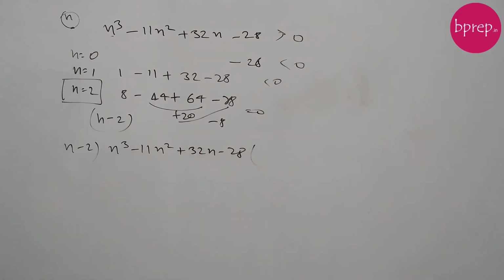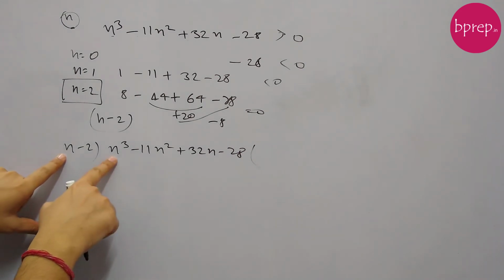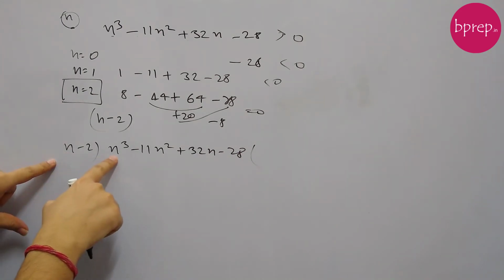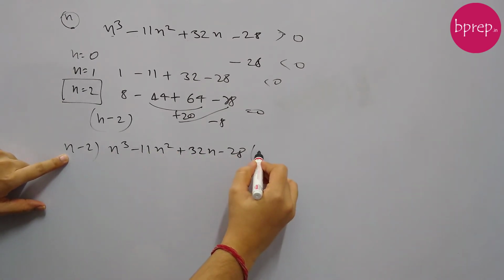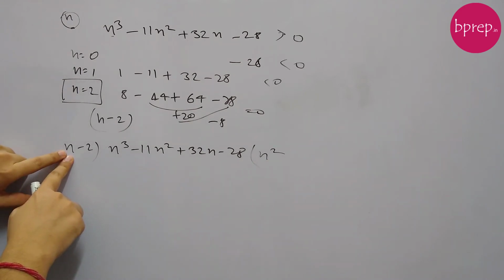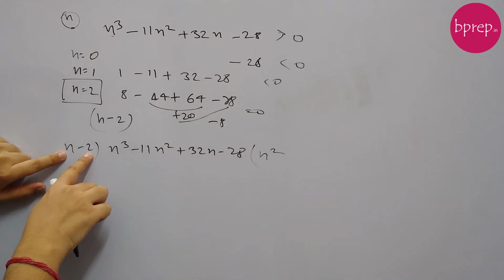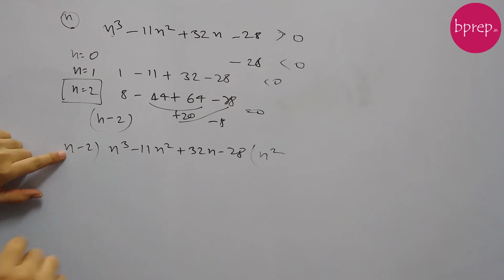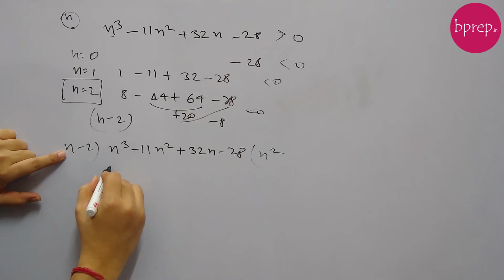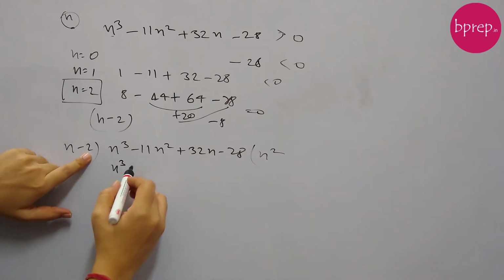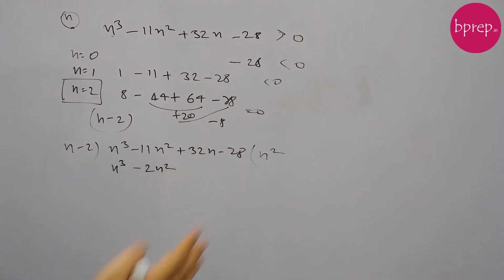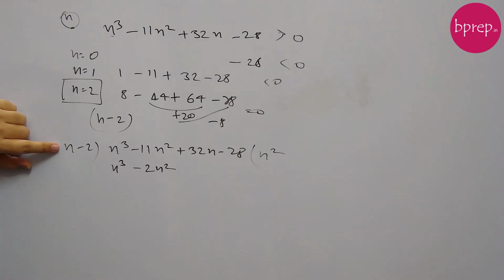32n minus 28. First we'll compare the first two terms. Here we have n and here we have n cube. If we multiply n minus 2 by n square, then we'll get n cube. We won't bother about the second components; we'll always compare the first component first. So n square will make us n cube here, and n square times minus 2 gives minus 2n square. This is like any other simple division that we follow, just that we need to take care of the first component.